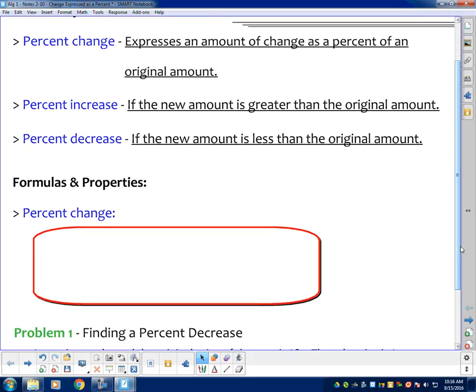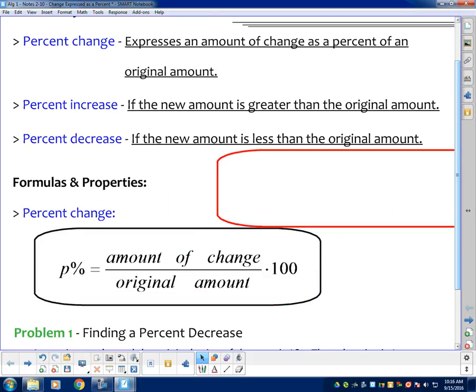Alright, formula here. Percent change is the amount of change over the original amount times 100. The times 100 makes it a percent. So let me give you a minute, you might want to pause the video and write down these definitions here. And then we're going to do some examples using this percent change formula. So it's amount of change over the original amount times 100 will give you your percent change. You have to decide on the context of the problem whether it's an increase or decrease.